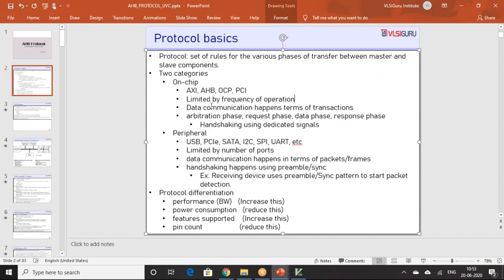In case of on-chip protocols, data communication happens in terms of transactions. We use the term transactions, whereas in peripheral protocols, we'll use the term packets and frames. If you remember the Ethernet example, we used Ethernet packet. We didn't call it Ethernet transaction, whereas in AXI, we called it AXI transaction.